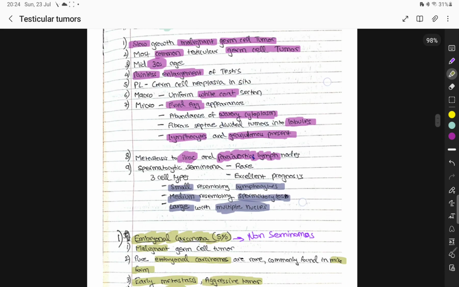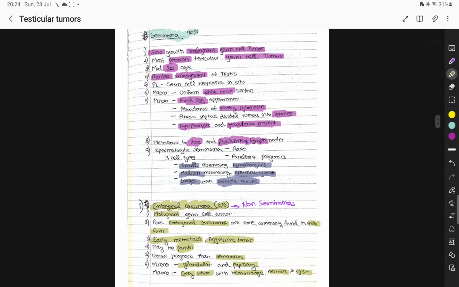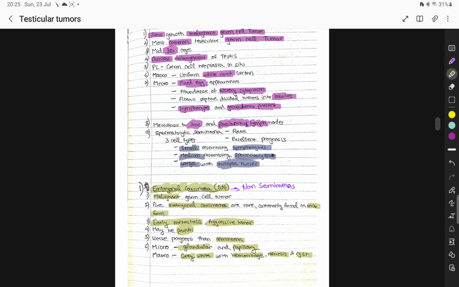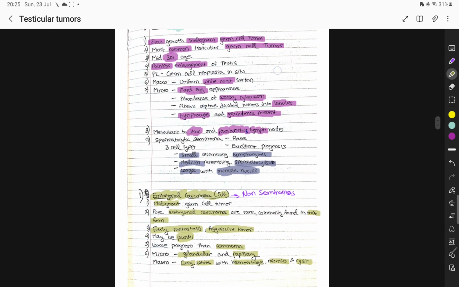Okay, now let's compare this with seminoma. Seminoma was a slow growth malignant germ cell tumor, but this one is a malignant germ cell tumor, mixed, with early metastasis and aggressive, so it's obviously fast growth. Seminoma was a painless enlargement, while this one is painful. But they both are white, and the difference is that embryonal carcinoma has hemorrhages.